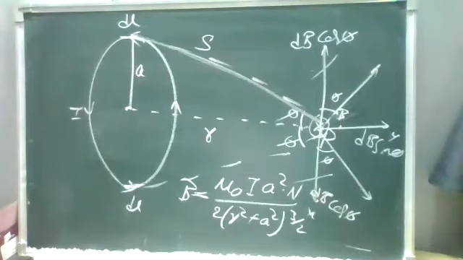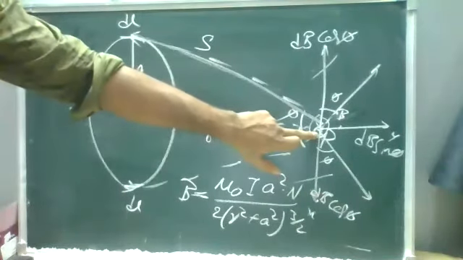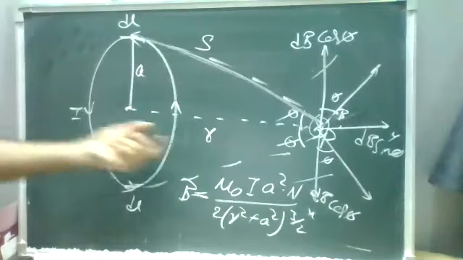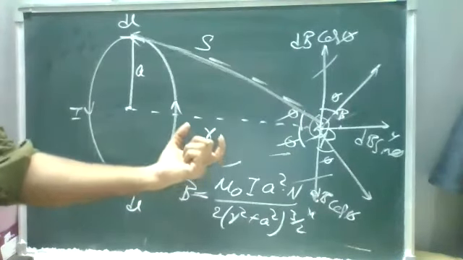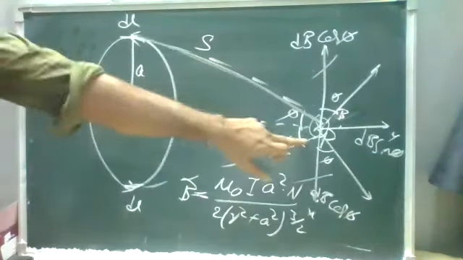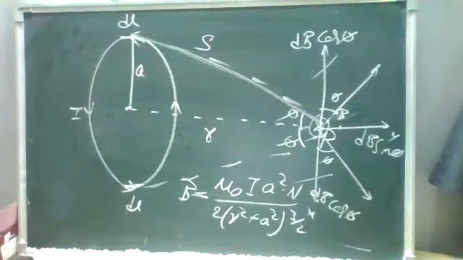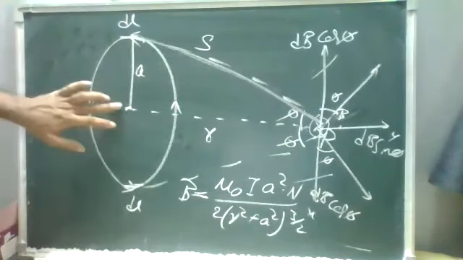Okay, we'll take a special case. Suppose we want the magnetic field at a point on the axis. If the distance r is equal to 0, the point P will be at the center. So then what will be happening? The magnetic field will be at the center.